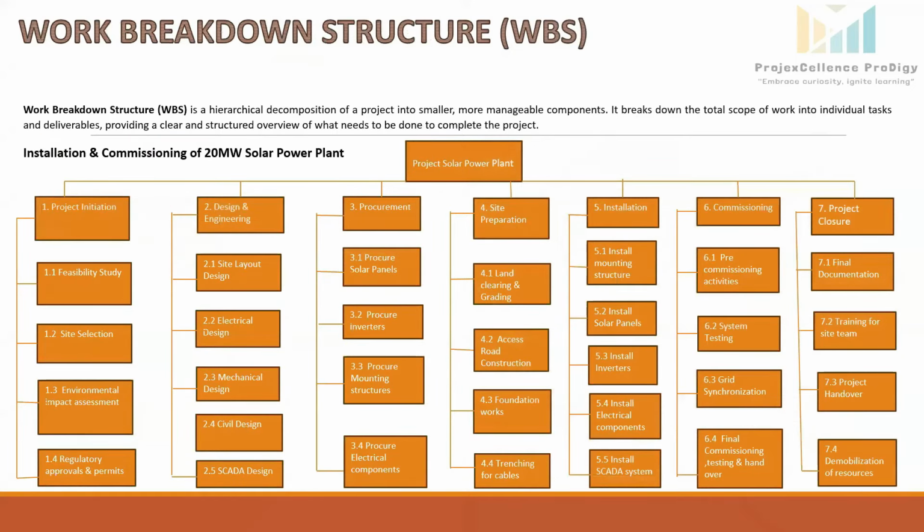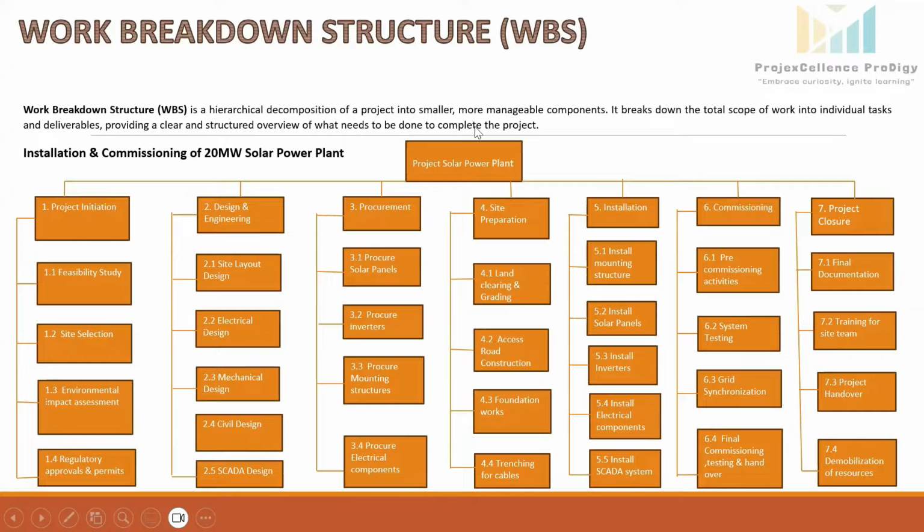Next topic is work breakdown structure, WBS. It is a hierarchical decomposition of a project into smaller, more manageable components. It breaks down the total scope of work into individual tasks and deliverables, providing a clear and structured overview of what needs to be done to complete the project. To understand it better, we have one project here, installation and commissioning of a 20 megawatt solar power plant. And this is the work breakdown structure for this project.